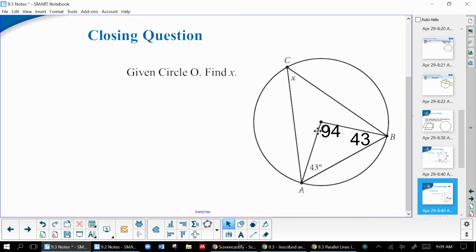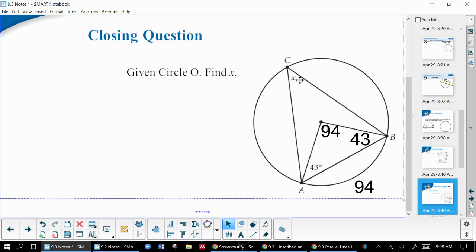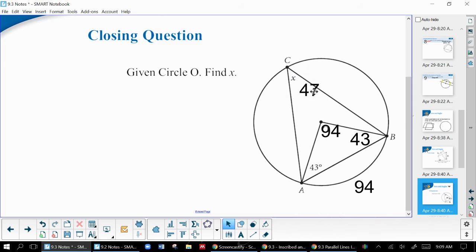And if the central angle is 94, the inscribed angle here has got to be half that. The arc matches the central angle. The inscribed angle is half of the arc. So if the arc is 94 degrees, the inscribed angle is half of that, and 94 divided by 2 is 47. So x has to be 47.